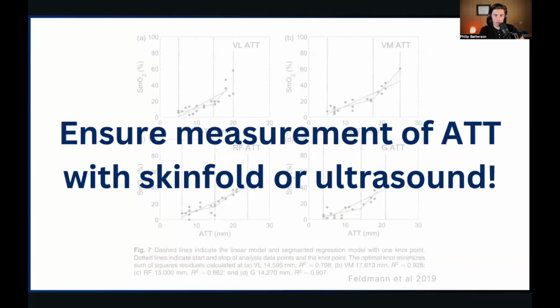What we want to ensure is that you measure adipose tissue thickness with skinfold or ultrasound, and you have to report it. That is something reviewers are sticklers on. If you don't measure adipose tissue thickness, then how do we know the potential for the light being emitted by these NIRS devices to actually penetrate into the muscle rather than just staying in the tissue?